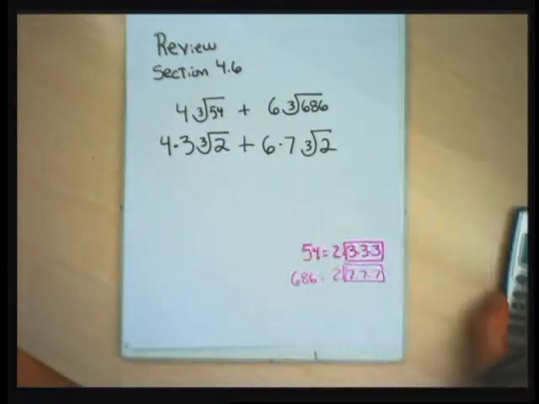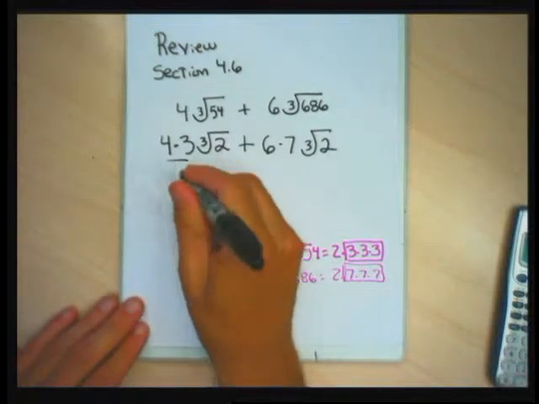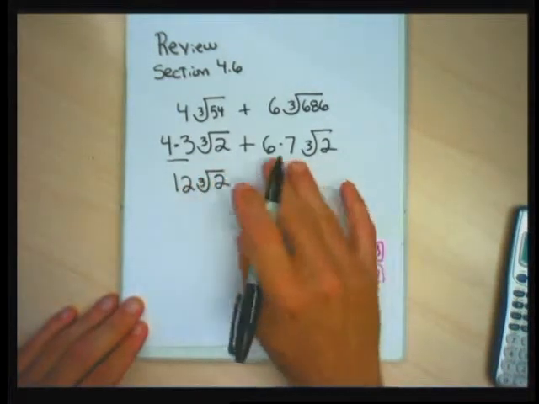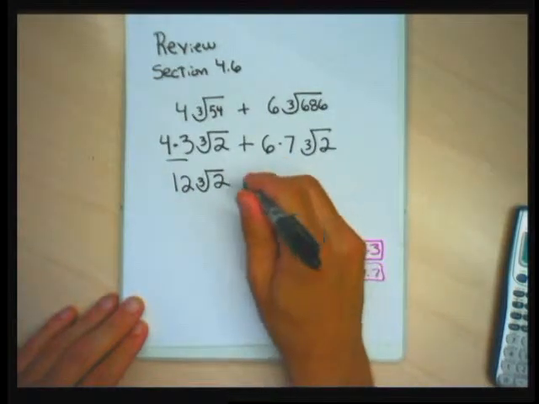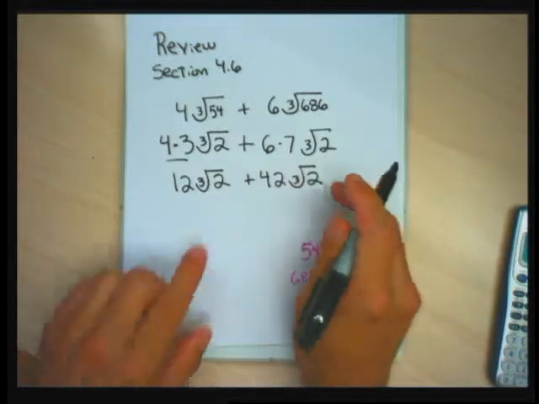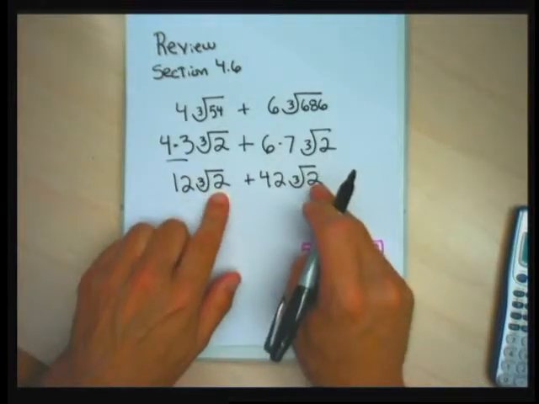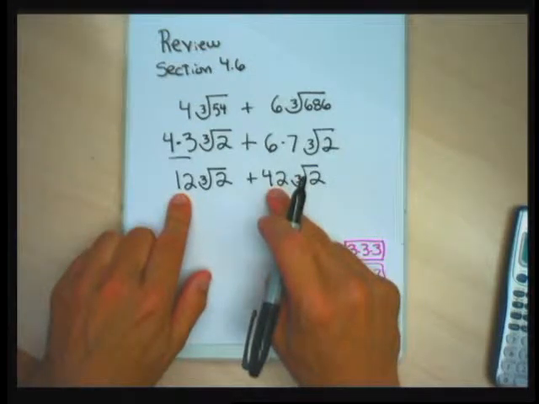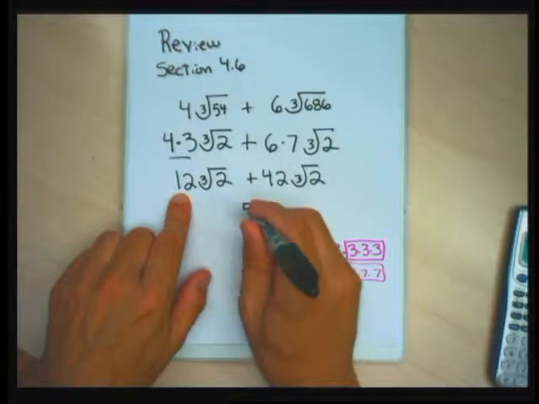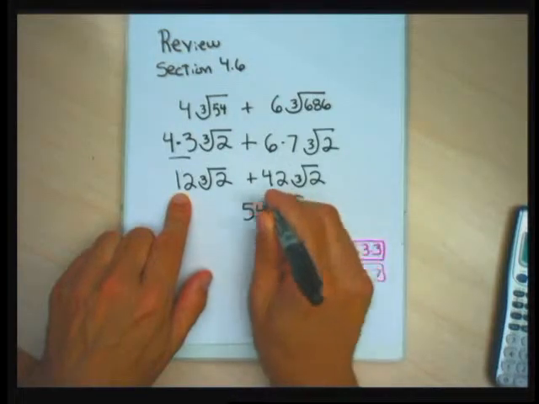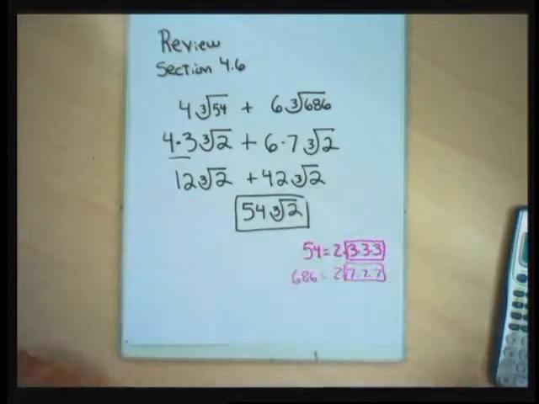And now I'm almost done. Now I'm going to multiply this 4 and that 3 and get a 12 cube root of 2. I'll multiply this 6 and that 7 and get a 42 cube root of 2. Now, because they're both cube roots with a 2 under the cube root, I can add these together. And I add these by just adding the numbers to the left of the cube roots. 12 and 42 add up to be 54. So an answer to this problem would be 54 cube root of 2. My calculator can't do that.